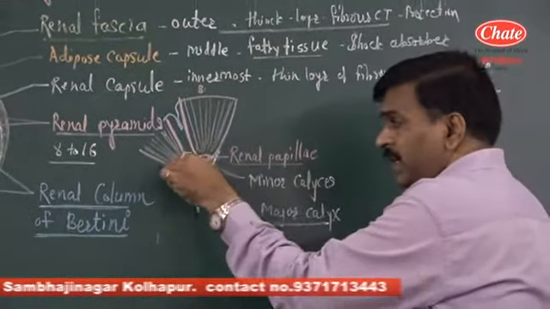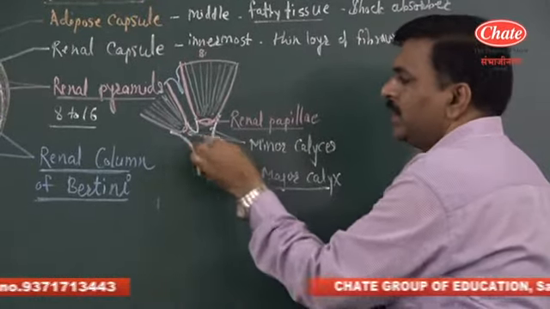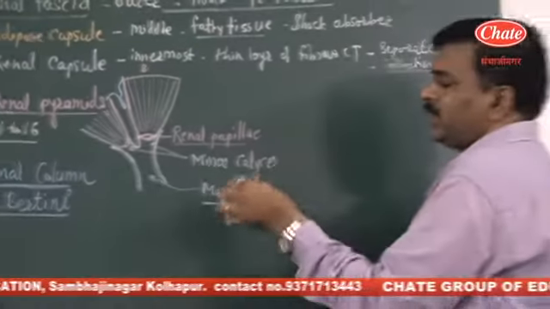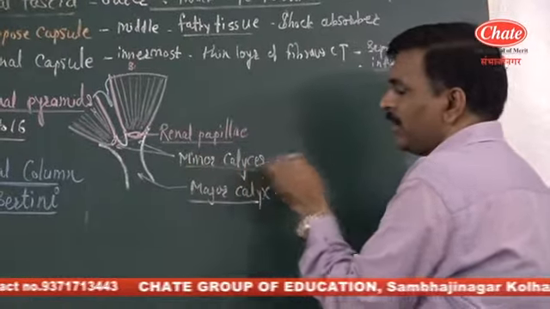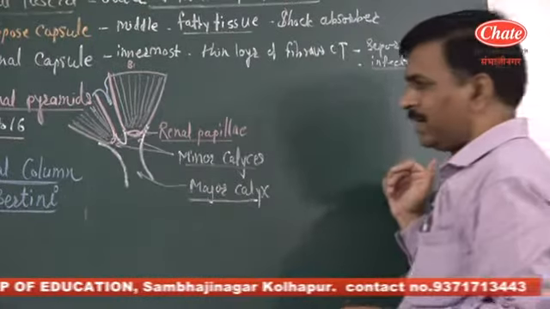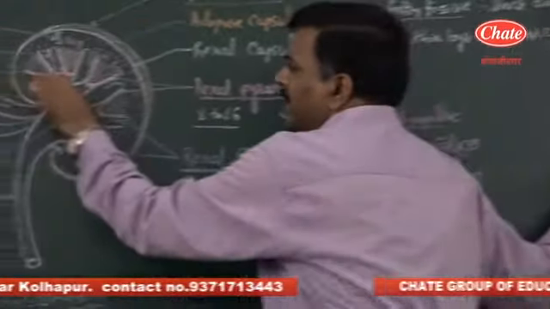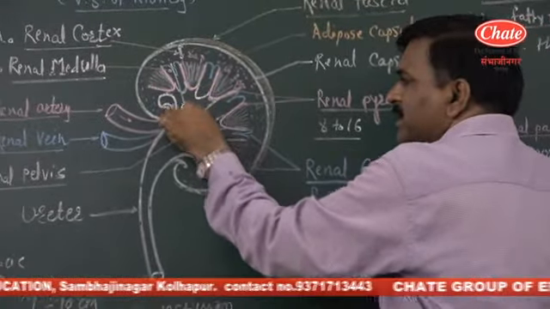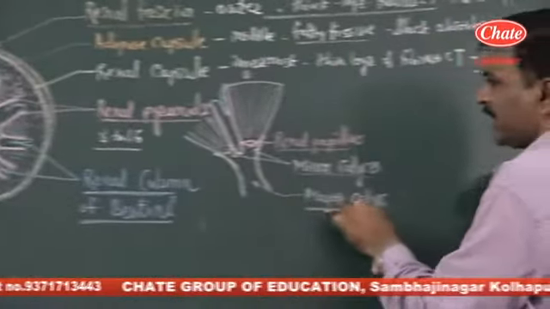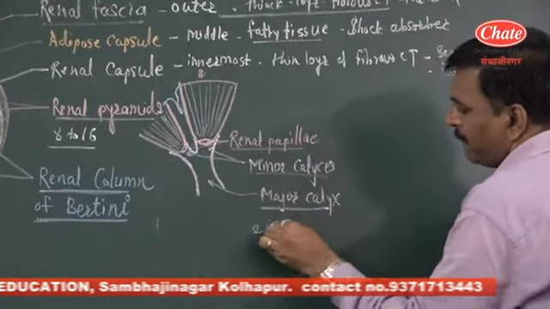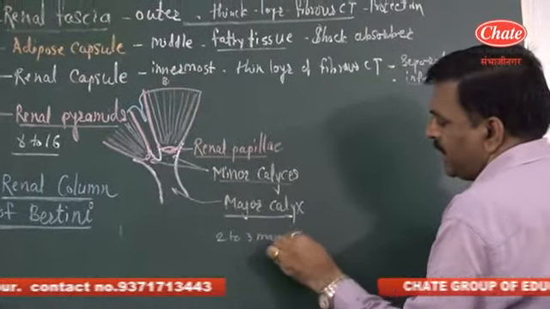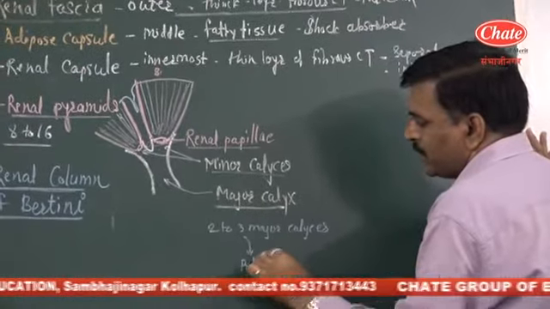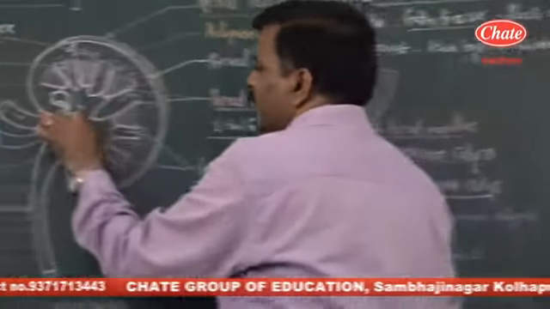Now each pyramid opens into a small duct termed a minor calyx, and 3 to 4 minor calyces group together. This is one calyx, this is the second, this is the third, and these three minor calyces open into a calyx termed a major calyx. The 2 to 3 major calyces open into the pelvis. So in this way there is formation of the pelvis.